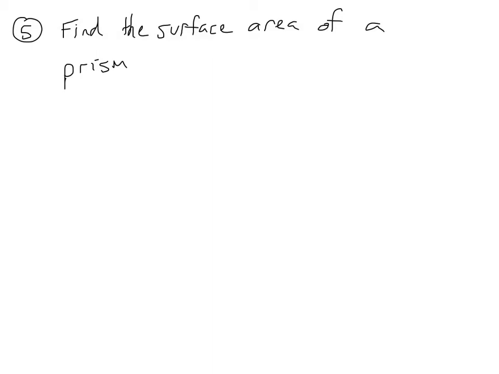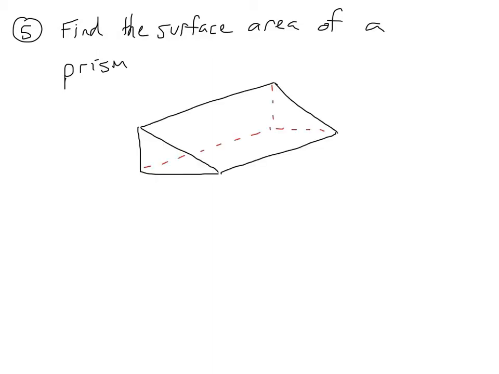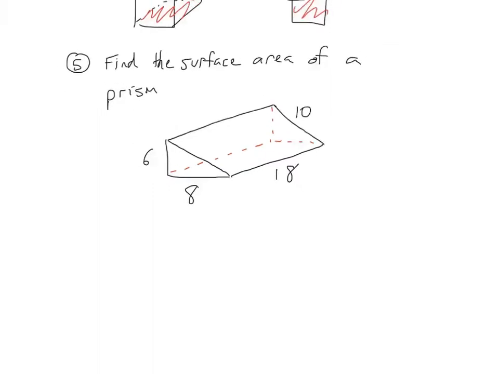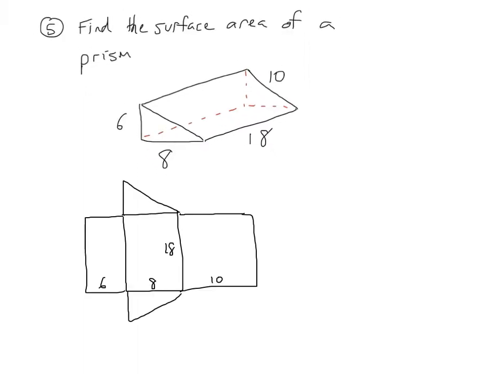Alright, so now let's talk about finding the surface area of a prism. We have this triangular prism here. That side is 8 centimeters, this is 6 centimeters, and we'll say the hypotenuse is 10, and that length will be 18. We're going to find the surface area of that prism using a net. Now, when we make the net, what do you think it's going to look like? Well, let's see. That's what I get there.